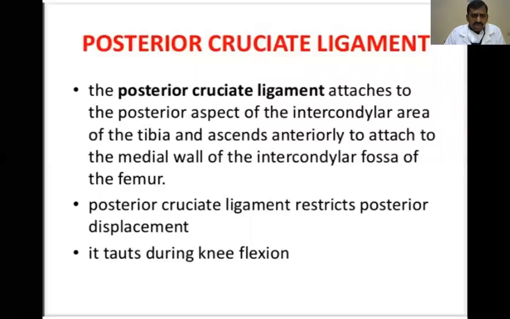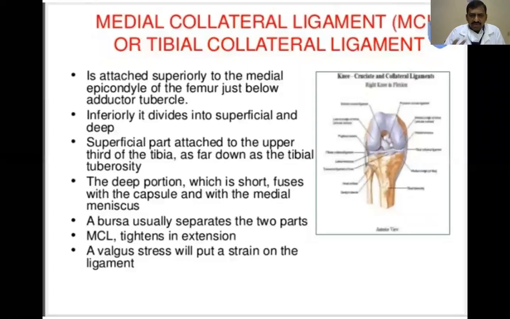And the posterior cruciate ligament attaches to the posterior aspect of the intercondylar area of the tibia and ascends anteriorly to attach to the medial wall of the intercondylar fossa of the femur. The posterior cruciate ligament restricts the posterior displacement of the tibia, and it is taut during flexion of the knee joint. That is the difference between the anterior and posterior cruciate ligaments.